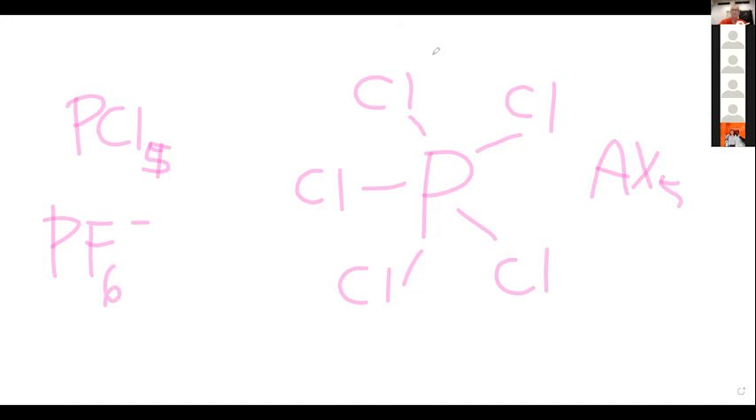And then it's a trigonal bipyramidal. I don't know if this matters, but the bond angle is 90 degrees for AX and 120 degrees for EQ. So what that means is, what that shape looks like actually is, let me erase this. So that shape looks like this.